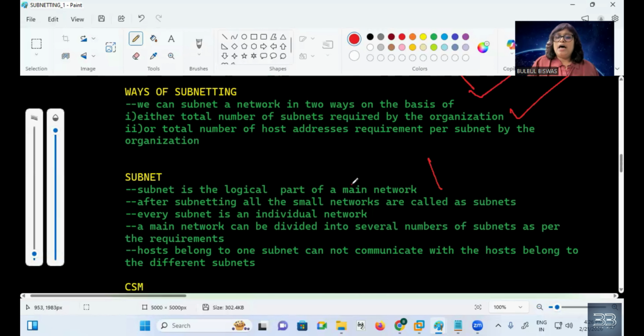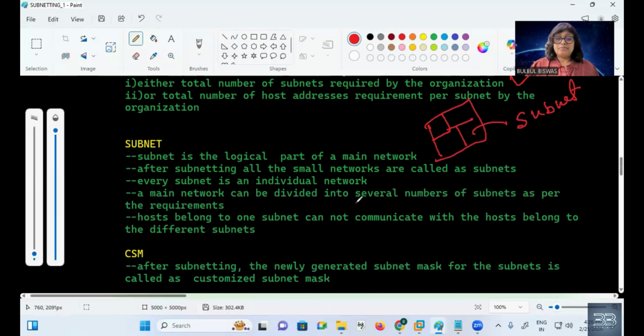Actually, when a large network is divided into small networks, every small network is called a subnet. And every subnet is an individual network. Am I clear? Hosts belonging to one subnet cannot communicate with hosts belonging to a different subnet. Is it? Next, what is CSM?